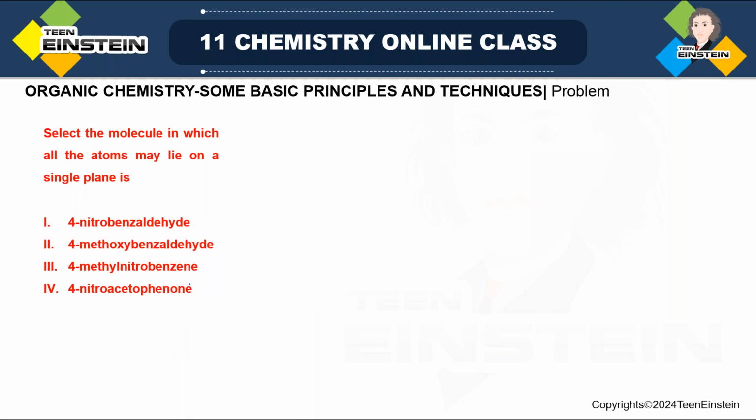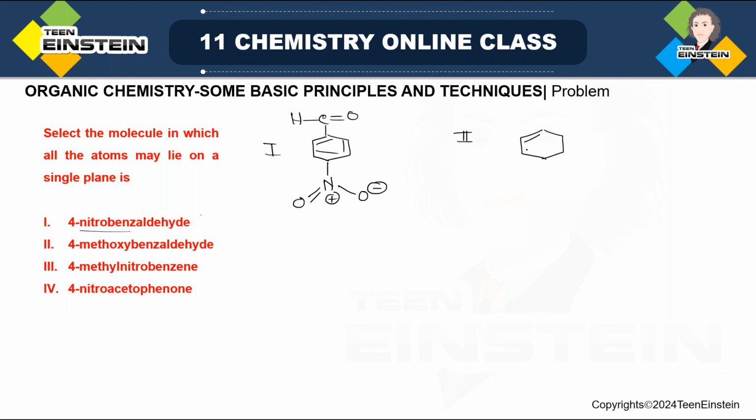Select the molecule in which all the atoms may lie on a single plane. That means sp3 carbon should not be present. Draw the first one, 4-nitrobenzaldehyde. Now the benzene ring is planar, and when you have the aldehyde group, this carbon is also sp2 hybridized, and you have nitro, which will also be in the same plane. So this may be the correct option, but we will also draw the other 3.